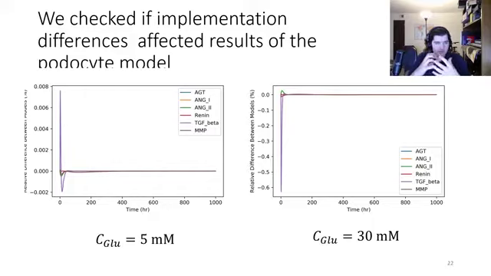And we checked to see if changing how the model was implemented affected the results of it. Seen here is a comparison between the original ODE version of the model versus the PDEs with only the reaction term in there. The convection and diffusion terms were removed. Aside from a small transient before 50 hours, there was no appreciable difference between the model behaviors.